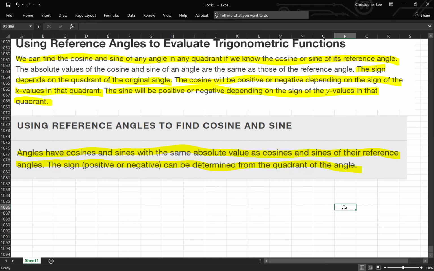So using reference angles to find cosine and sine. Angles have cosines and sines with the same absolute value as the cosines and sines of their reference angles. All right. The sign, positive or negative, can be determined from the quadrant of the angle.